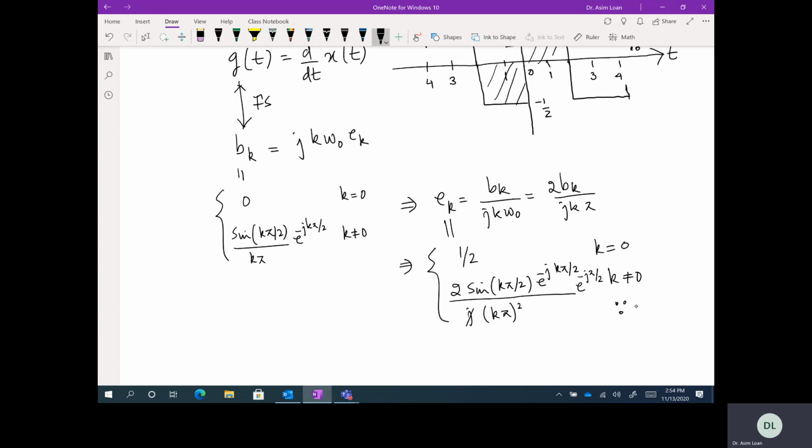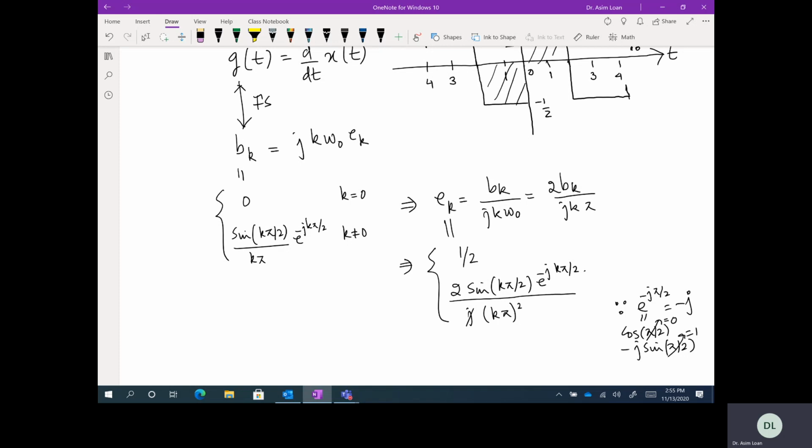because e to the minus j pi by 2 is minus j by Euler's identity. This is cosine of pi by 2 minus j sine pi by 2. So obviously this is 0 and this is 1, so this is minus j. So this plus 1 over j is actually minus j, so this is e to the minus j pi by 2. Maybe I write it clearly.